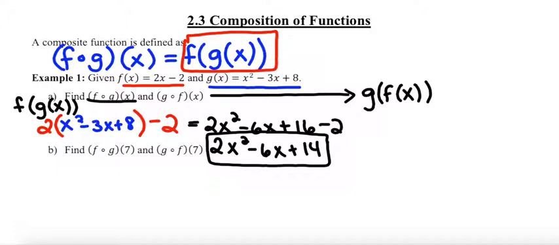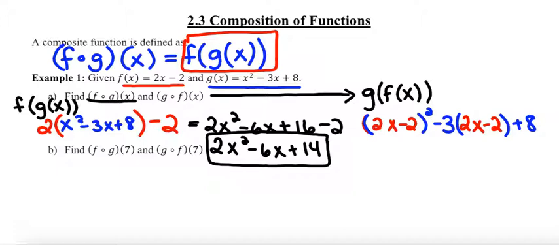So I'm going to start with the g function. I see that I have an x squared. So instead of x, I'm going to put in f, which is 2x minus 2. Square it, minus 3 times x. Instead of x, I'm putting in 2x minus 2, plus 8.